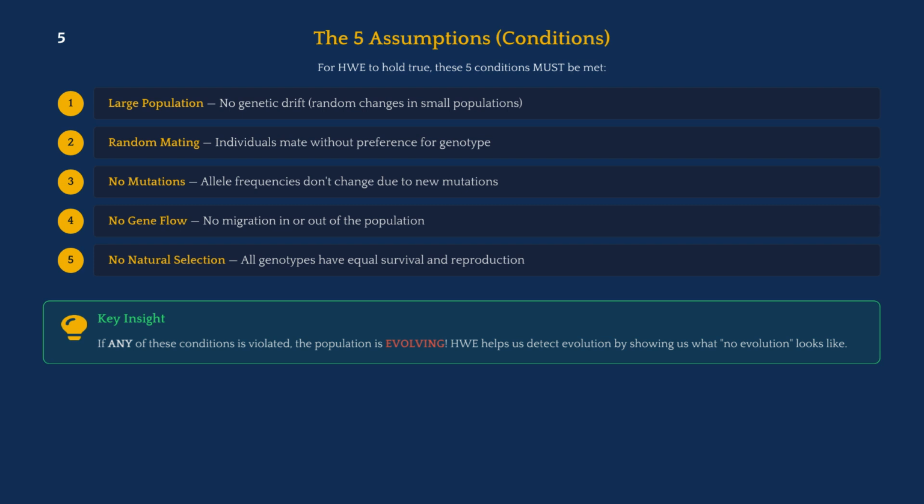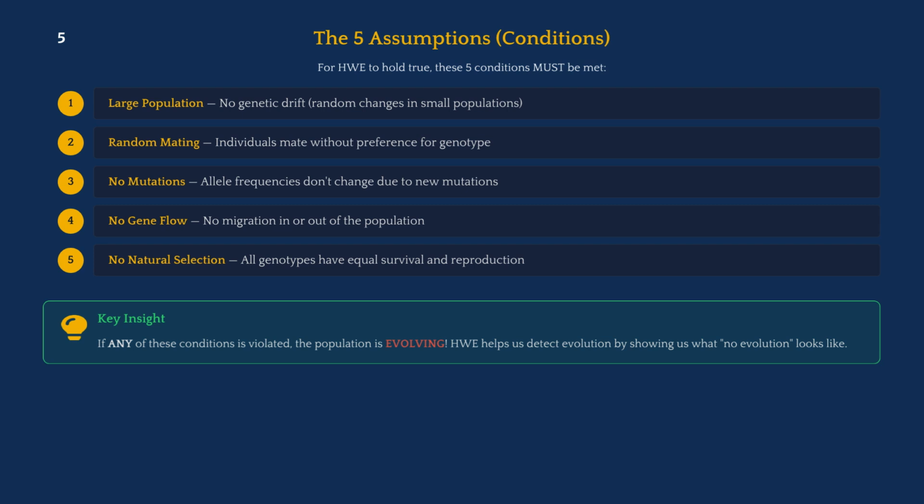That is why Hardy-Weinberg equilibrium is so powerful. It gives us a baseline. Like measuring a person's normal body temperature before checking for fever. If a population deviates from Hardy-Weinberg expectations, we know something is driving evolution. And that is the beauty of this principle. It doesn't just tell us when nothing is happening, it helps us detect when evolution is happening.